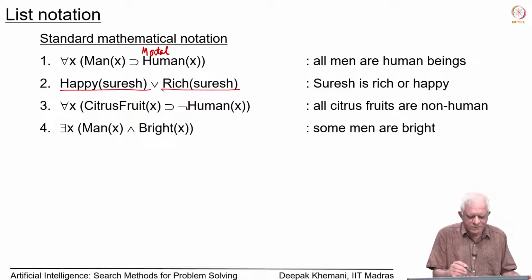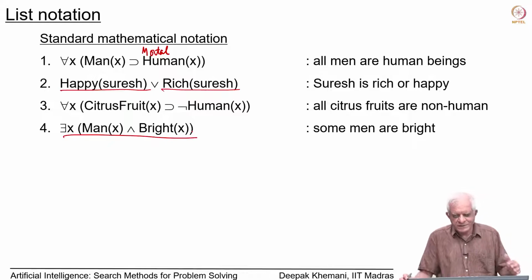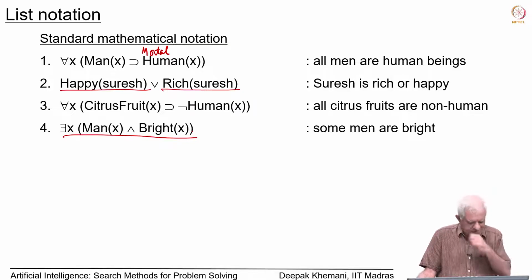So, we know of course that fruits are not human. And the fourth one says that some men are bright, which logically speaking says there exists an x such that x is bright and x is a man. So, the difference between all men are bright and some men are bright is denoted differently, and maybe you should pay some attention to that.